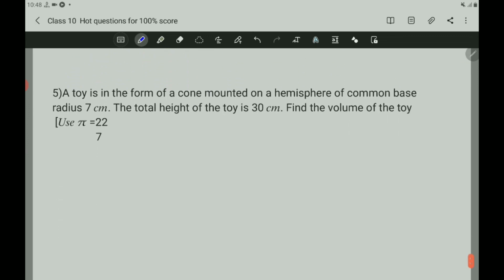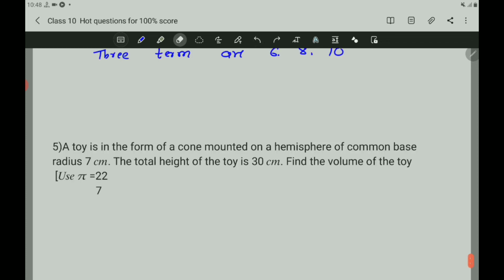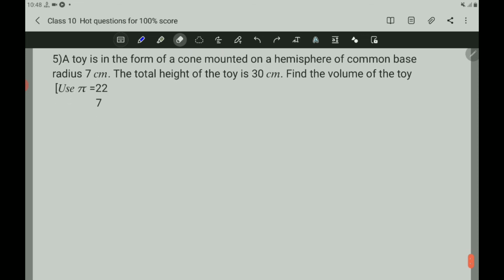Now let us take the next question, fifth question. A toy is in the shape of a cone mounted on a hemisphere of common base of radius 7 cm. The total height of the toy is 30 cm. Find the volume of the toy. Use pi equals 22 by 7.